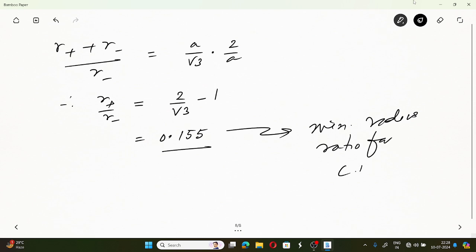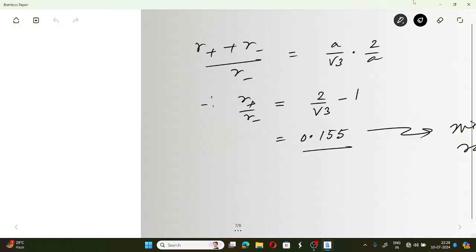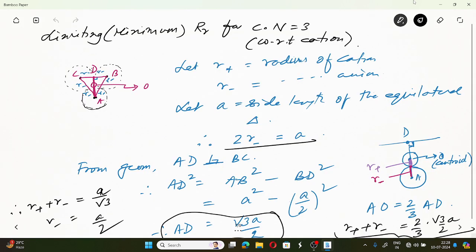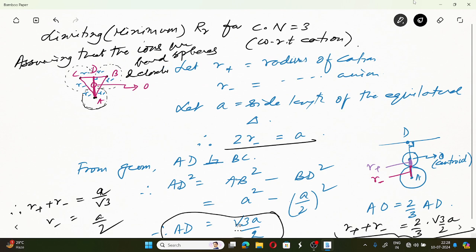Now it is very important: when you are asked to find the limiting radius ratio, you must mention, assuming that the ions are hard spheres and closely packed.